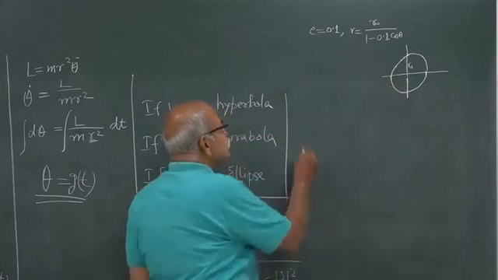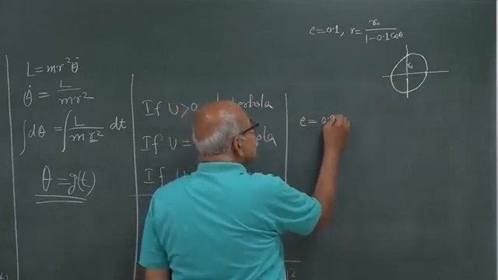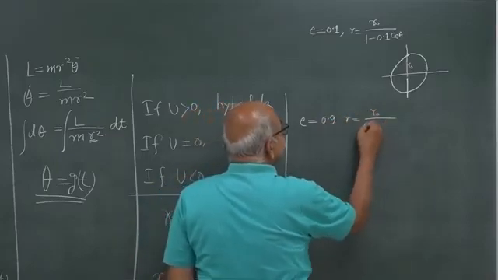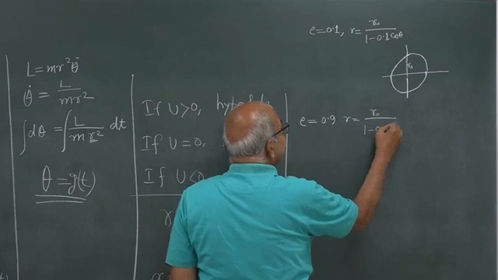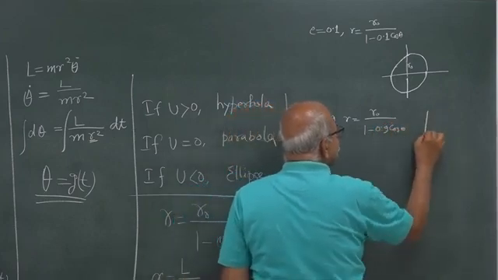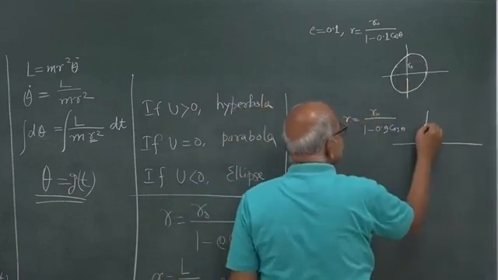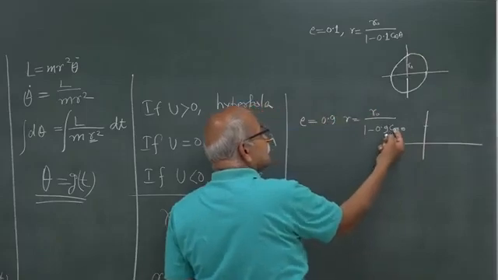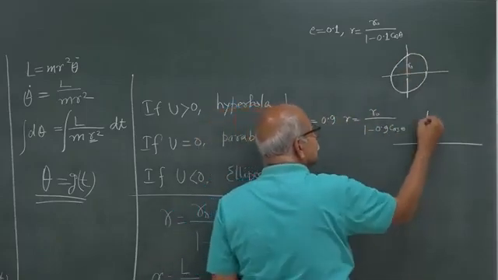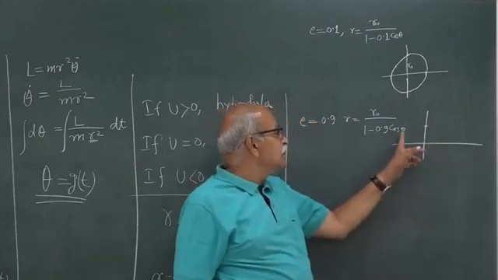On the other side, if you take E equal to, say, 0.9, what happens? r is equal to r naught divided by 1 minus 0.9 times cos theta. Now if you have the same r naught here, because at theta equal to 90 degrees this will be 0 and r will be r naught, this point remains the same. But the point on the x axis, theta equal to 0.